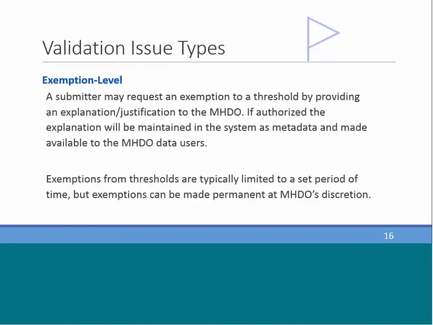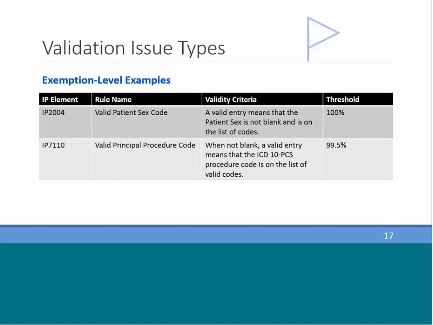So the next validation type is exemption level. For example, exemption level issues: a submitter may request an exemption to a threshold by providing an explanation or justification to the MHDO. If authorized, the explanation will be maintained in the system as metadata and made available to the MHDO data users. Exemptions from thresholds are typically limited to a set period of time, but exemptions can be made permanent at MHDO's discretion. Now, the next slide will give a few examples of exemption level issues.